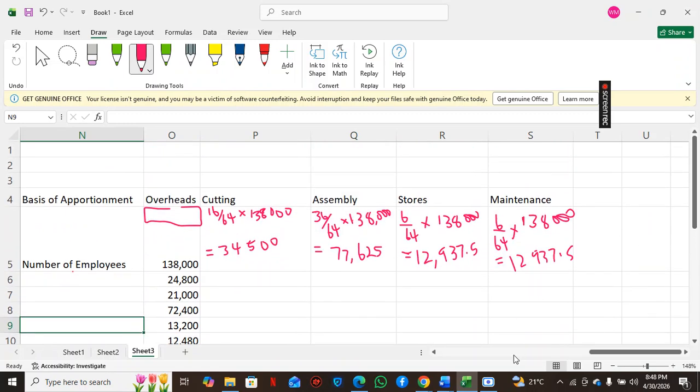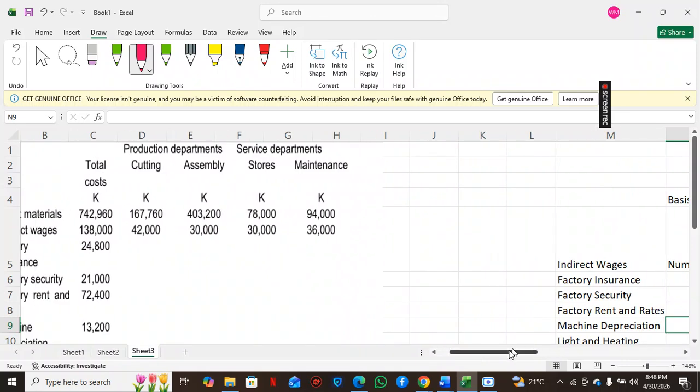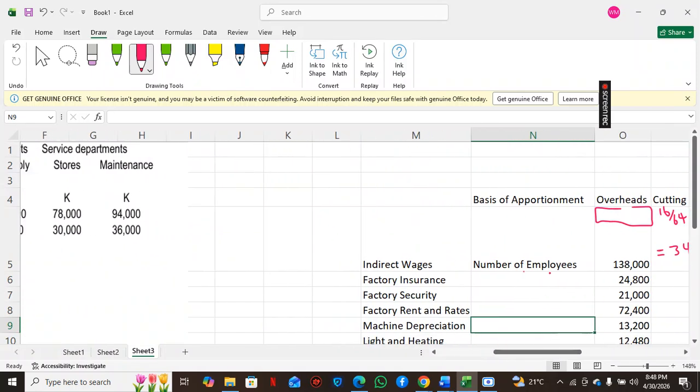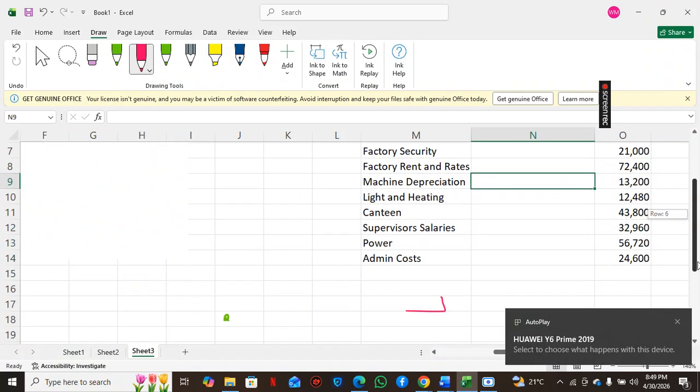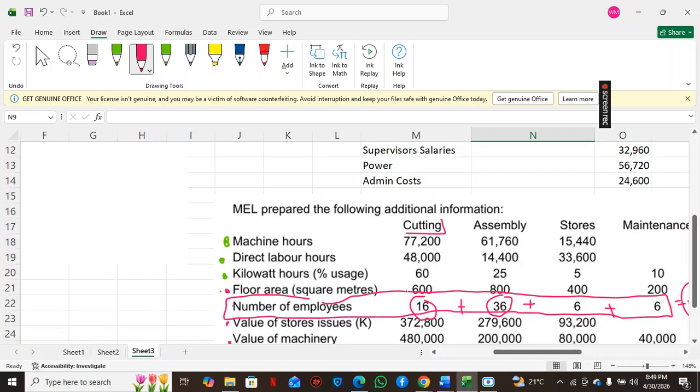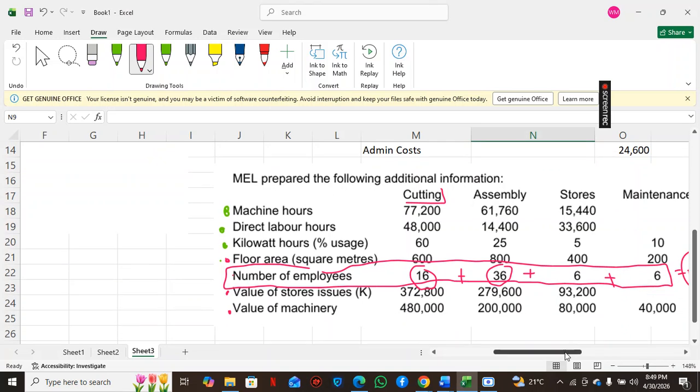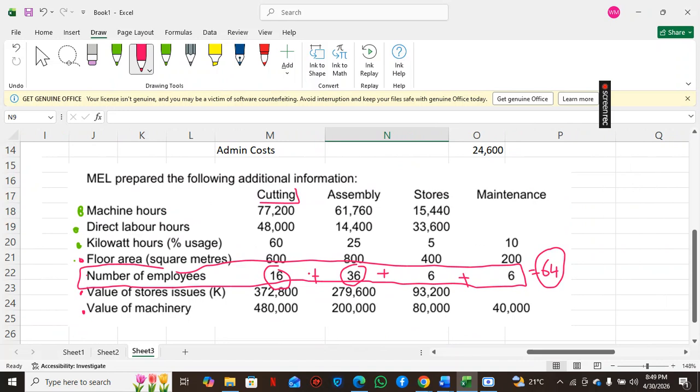You choose your basis of apportionment. Basically, what am I going to use to share this overhead? That's the first thing. So we chose the number of employees, and we come to this table for additional information. We get the total number of employees: 16 plus 36, plus 6, plus 6. The total number of employees is 64.